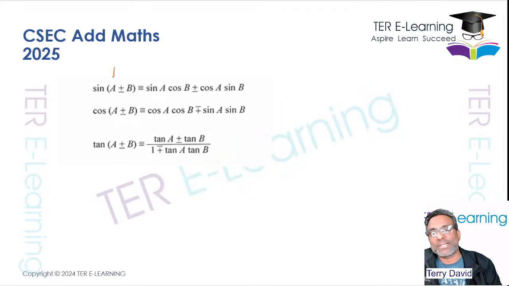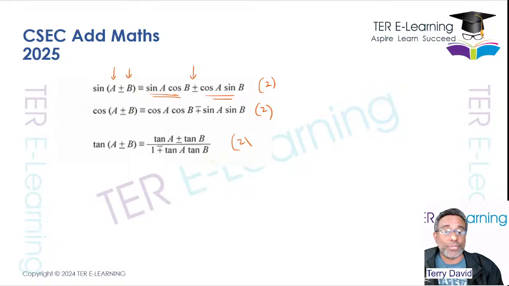So if you want to work out sine A plus B, right, then it's going to be sine A cos B. Use the sine on top, right? So this here is actually two identities in one, and this is also two identities in one, right? So you have to know how to use this in the exam, right? But it's given to you guys.